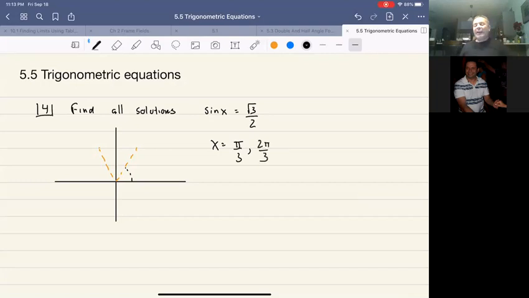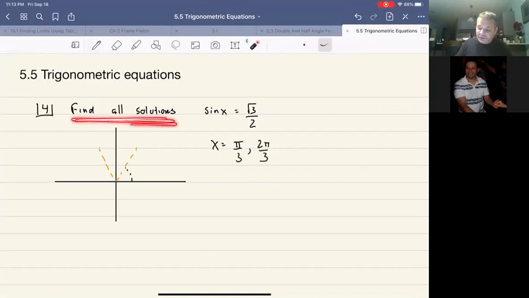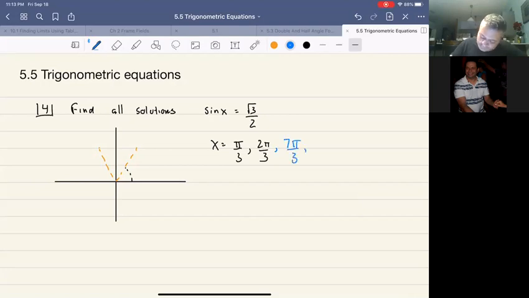Now, this is actually not all solutions, because what I could also do is go all the way around. And this is asking for all solutions. So when I go all the way around, I'm also going to get pi over 3 plus 2 pi, which is 7 pi over 3. 2 pi over 3 plus 2 pi is 8 pi over 3. I could keep going forever and ever.